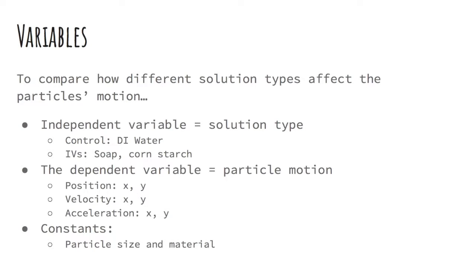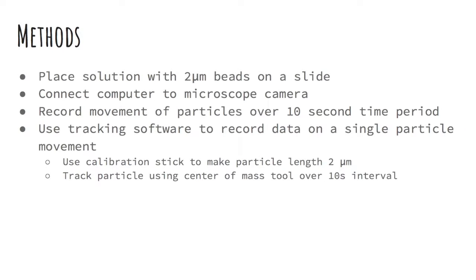Experimental design. Our variables to compare how different solution types affect the particle's motion were the solution type as the independent variable, the particle motion as the dependent variable, and the particle size and material as our constants. We placed the solution with 2 micrometer beads on a slide. We connected the computer to the microscope camera and recorded movements of particles over 10-second time periods.